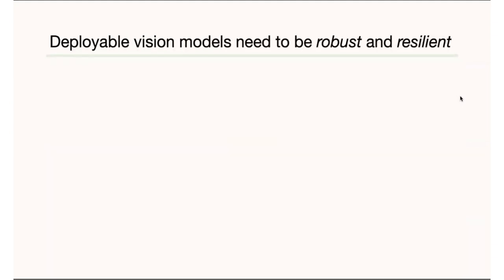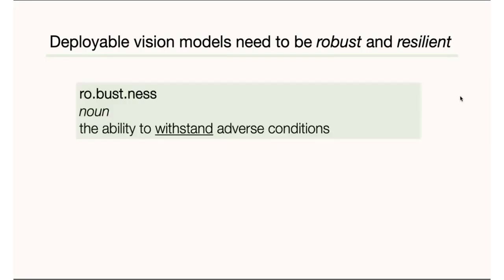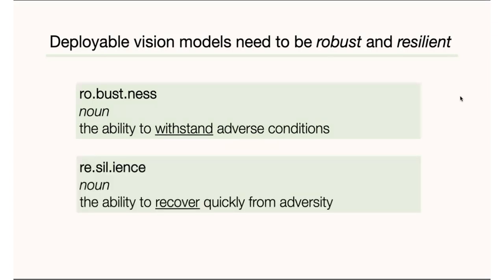And so today I'm going to be talking about how for deployable computer vision, we need models that are both robust and resilient. By robustness, I mean the ability to generalize to adverse conditions, to generalize to things you haven't seen during training. And by resilience, I'm talking about the ability to recover from adversity, to bounce back when you see an unforeseen distribution shift that you can't readily generalize to.